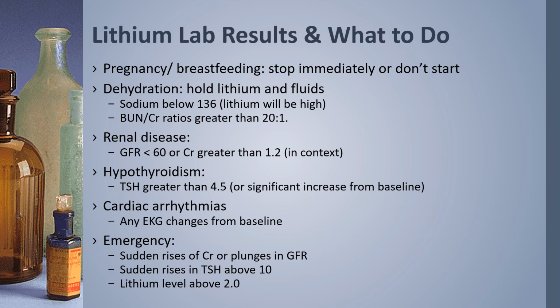Now, when we get lab results back, we're going to consider these things an emergency. If we have a sudden rise in creatinine or a sudden drop in GFR, if we have a sudden rise in TSH, especially if that TSH gets above 10, that's an emergency. And if we have a lithium level that's over 2.0, we're going to have to do something about that. Lower than that, we can definitely monitor on an outpatient basis, make adjustments, things like that. But once it gets to 2, then we might actually have to do something else in that process, and we'll talk about that in just a second.